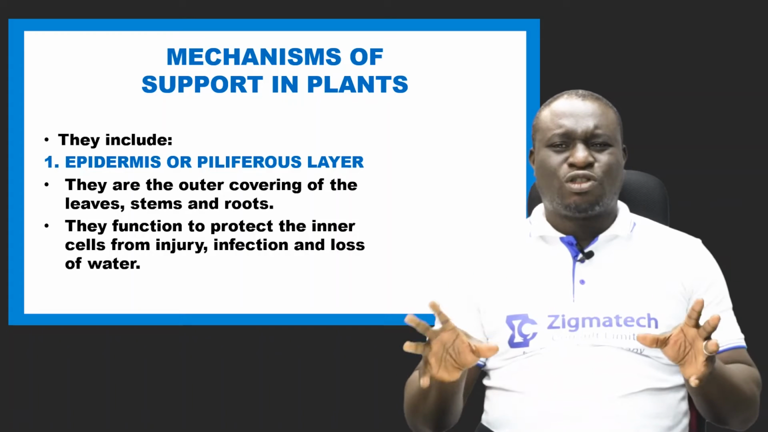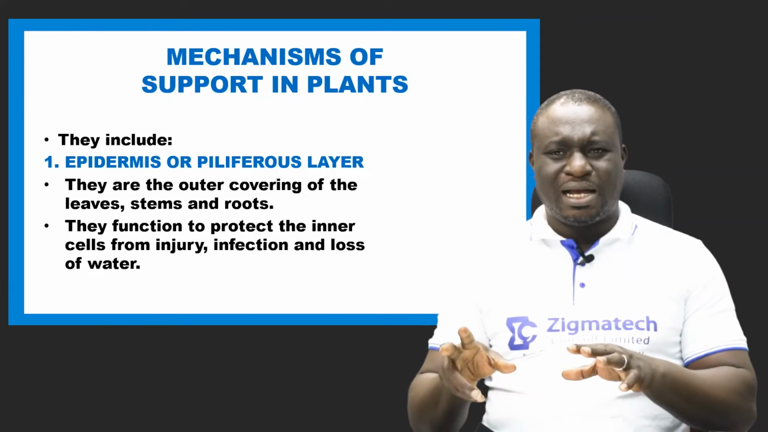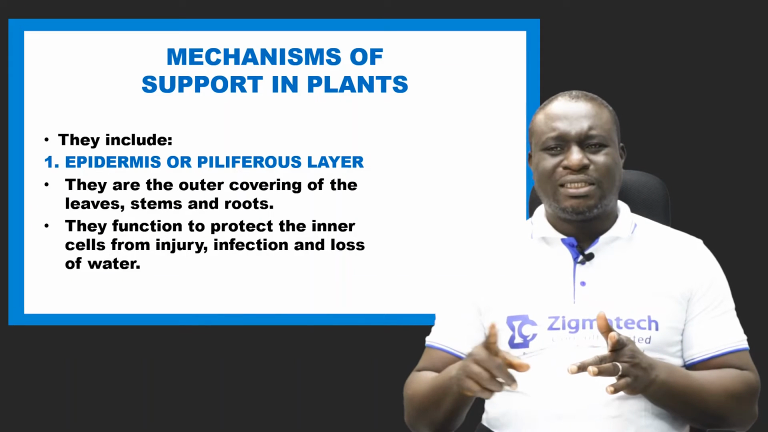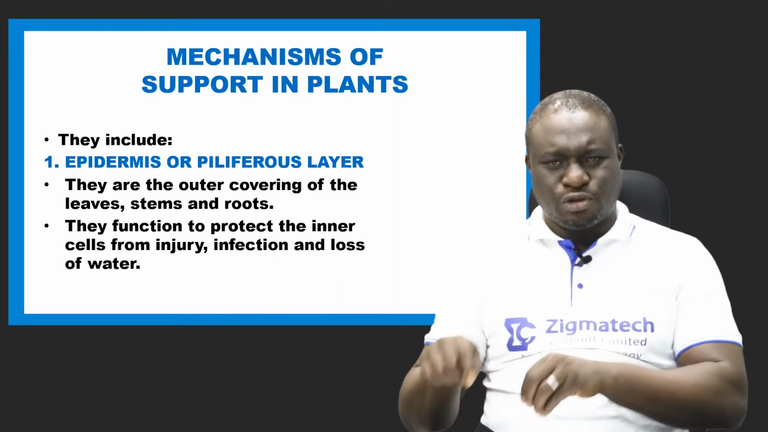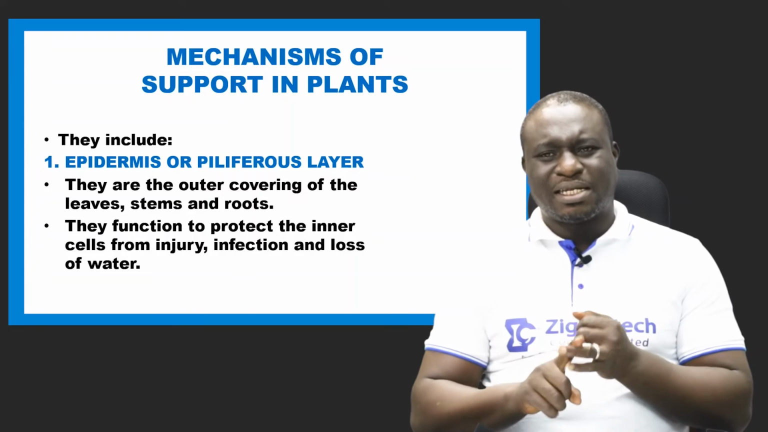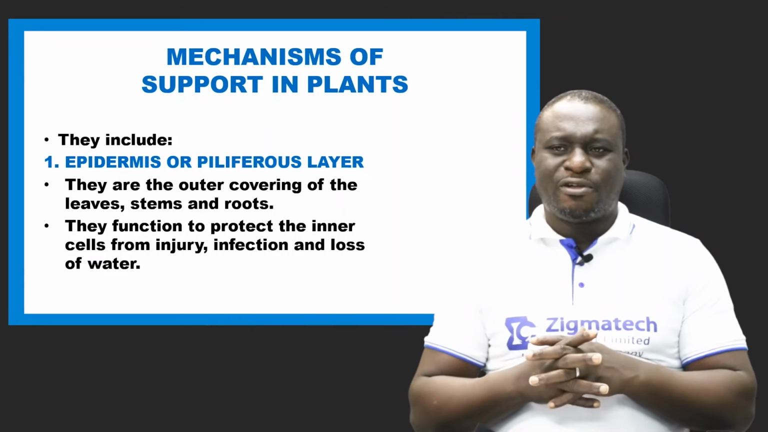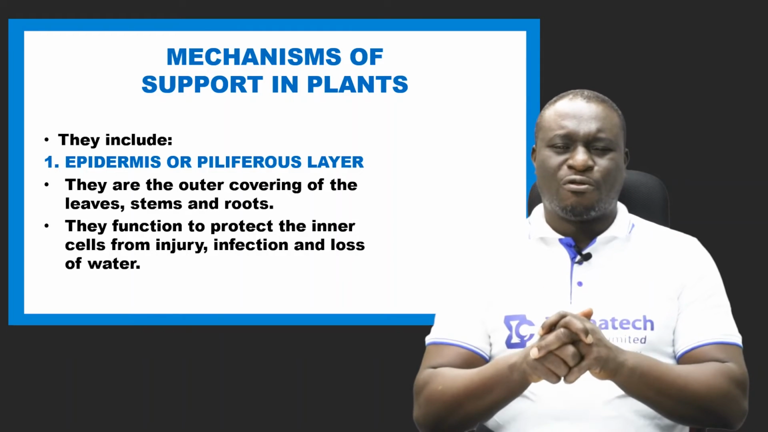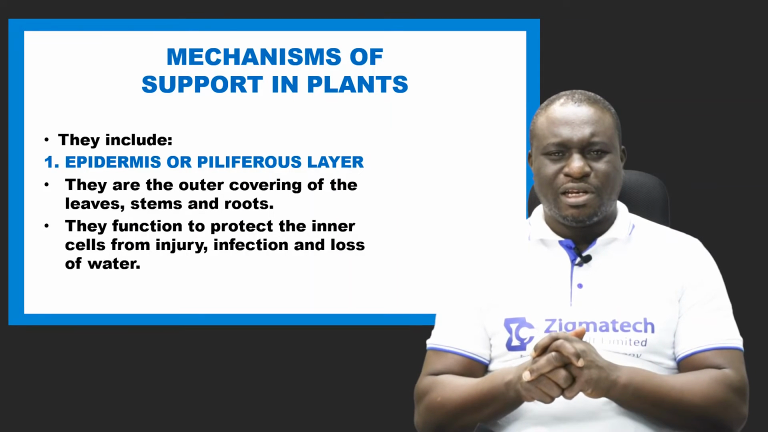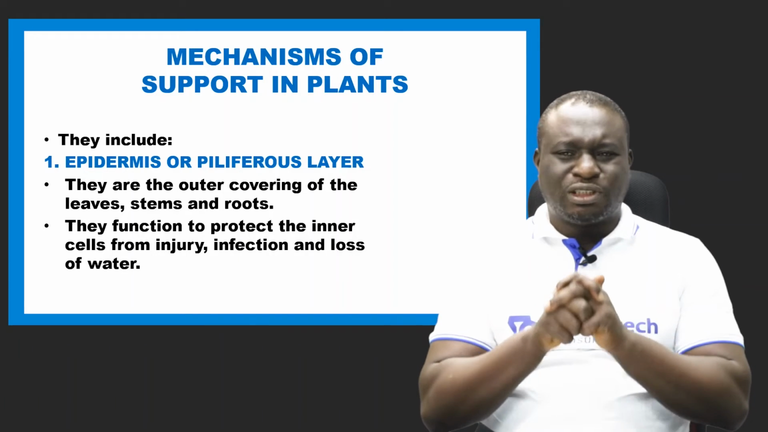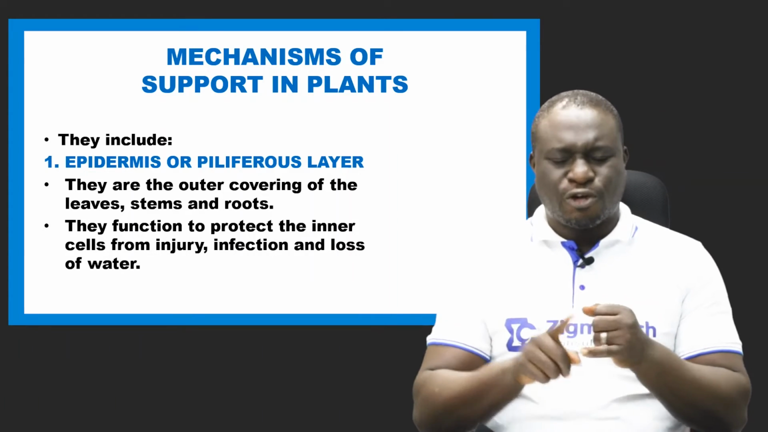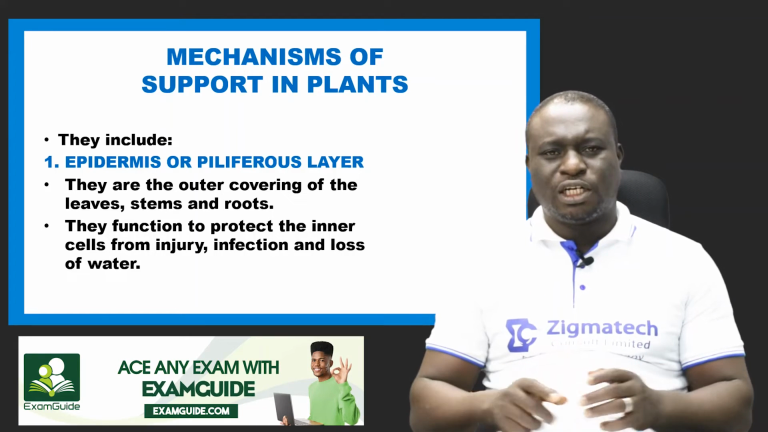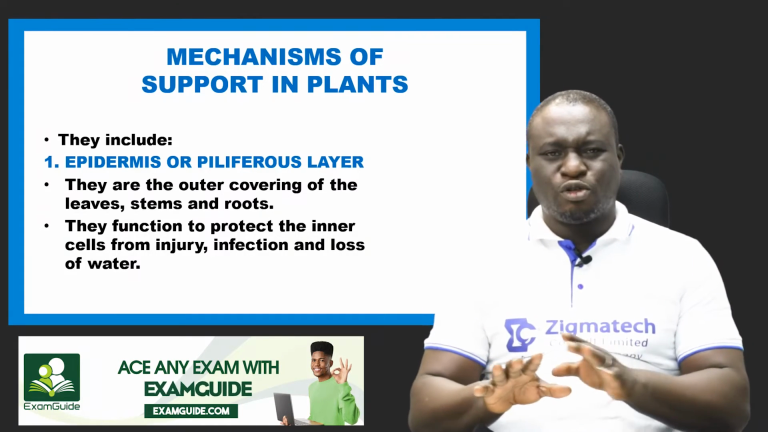Now, they are the outer coverings of the leaves, stem and roots. Epidermis is found in the leaves and in the stem, while the piliferous layer is found in the roots of plants. Now, what is the major function of the epidermis? The major function is to protect the inner cells from injury, from infection and water loss. So it is mainly for protection.